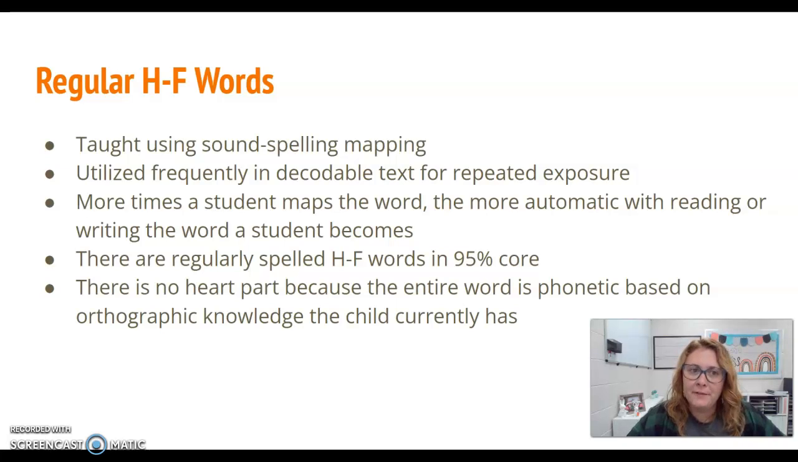With a regular high-frequency word, we can use the orthographic mapping just like we do our other words in 95% core. This is a routine that we utilize frequently in decodable text for repeated exposure of these words, because we know that the more times a student maps the word, the more automatic that student will become at retrieving the word.